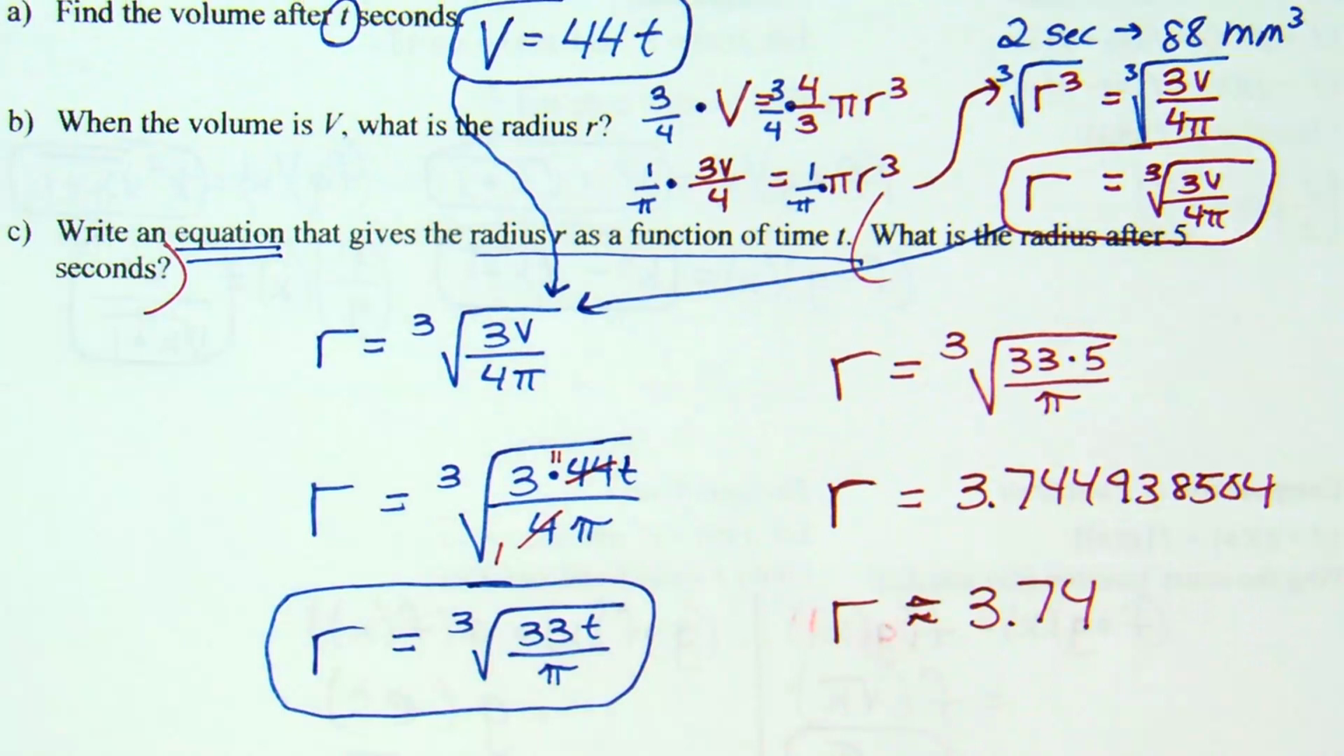Okay, so radius is a distance. Our units here is millimeters. They gave us millimeters cubed, but they gave us millimeters cubed because that was for the volume. So just a plain old millimeters for the distance.